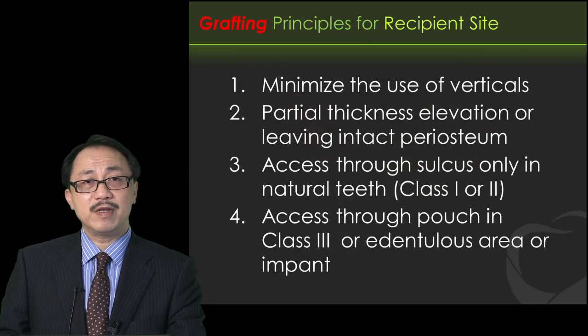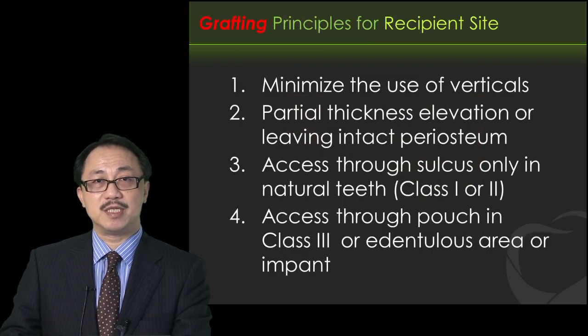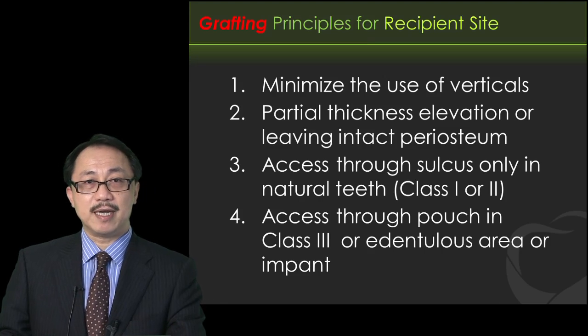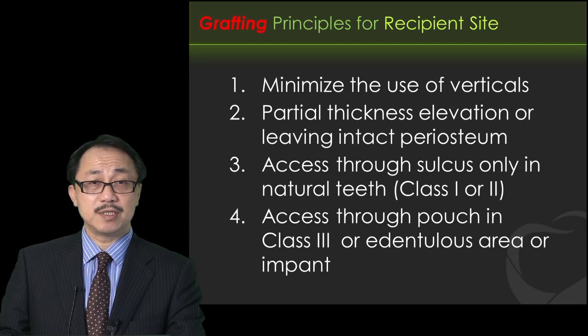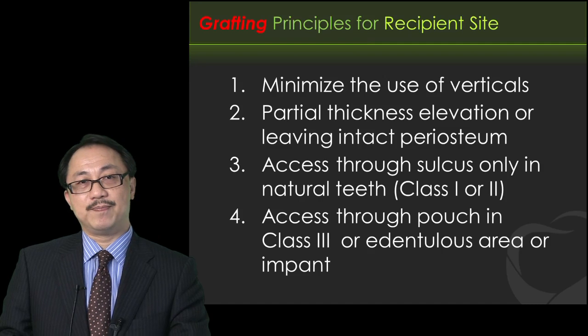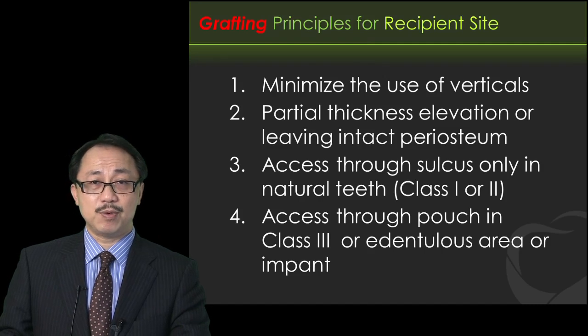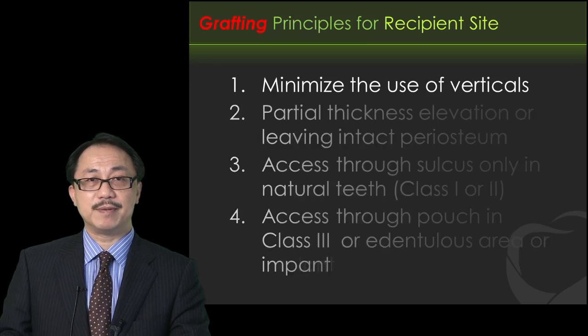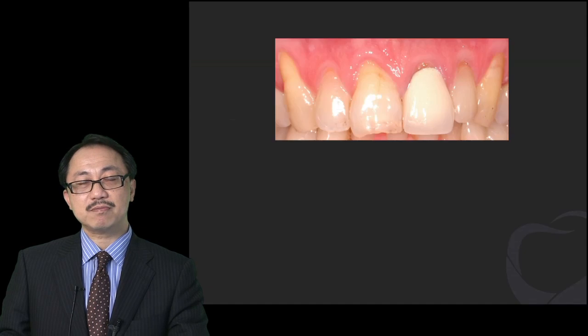Now there are grafting principles for the recipient site. First is to minimize the use of verticals. The second is to perform a partial thickness flap elevation, leaving the periosteum intact. Third is to access through the sulcus only in natural teeth for class 1 or class 2. The fourth is to access through a pouch in class 3, for the edentulous area or for implants. Let's take a look at the first one, minimize the use of verticals.